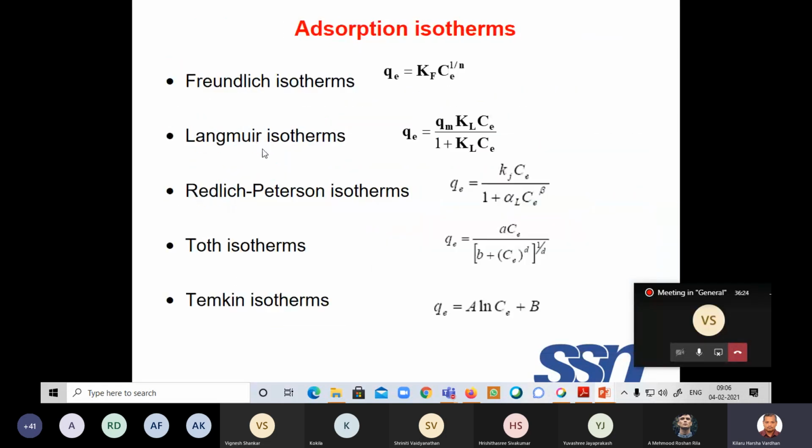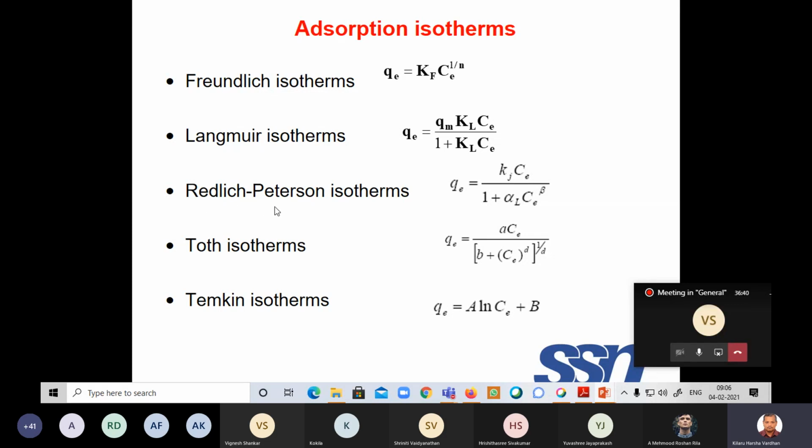Based on those assumptions, you get the different adsorption isotherms. This is the Langmuir isotherm. This will come in terms of like this. Freundlich isotherm is this.